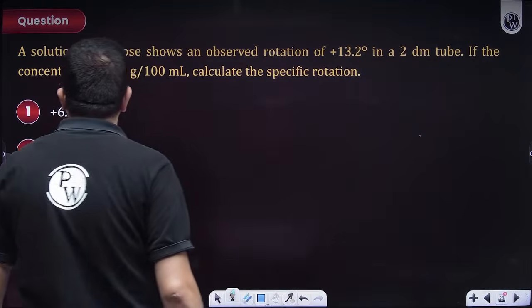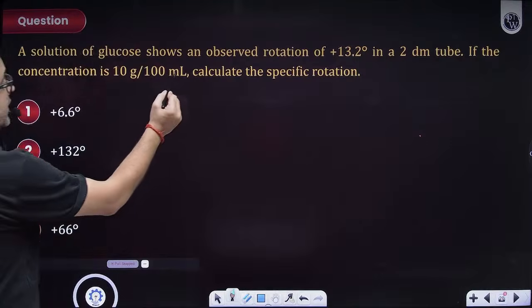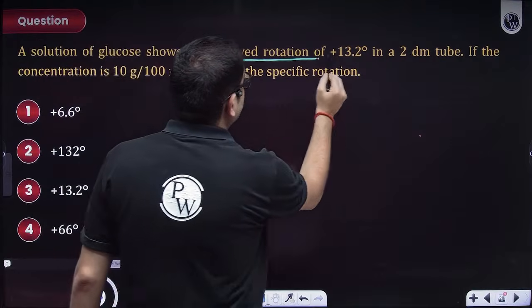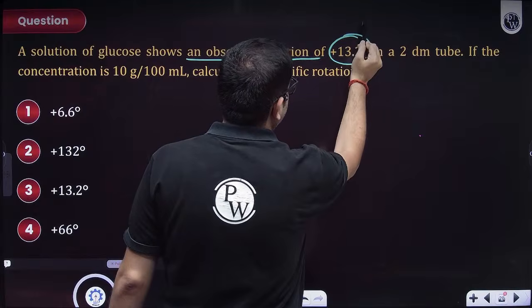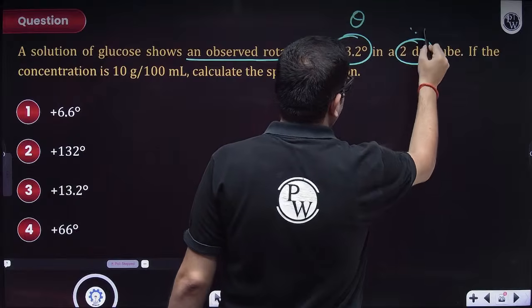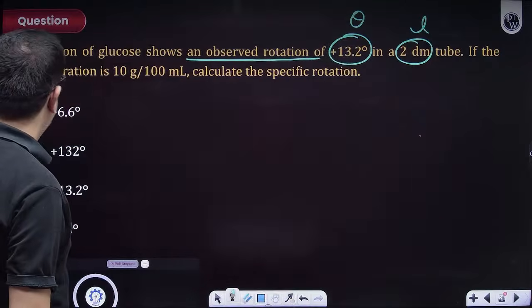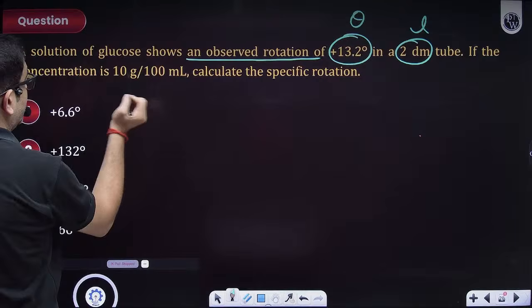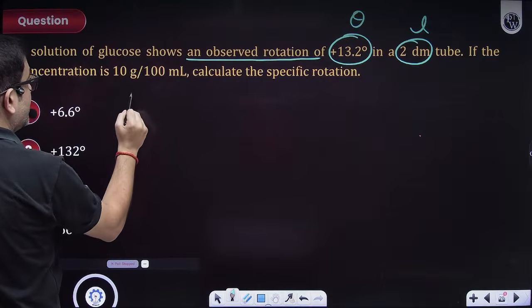The question says a solution of glucose, an observed rotation of this. So this is your observed rotation, that means this is your value of theta. 2 decimeter tube length, that means this is your L. If concentration is 10 gram per 100 ml.